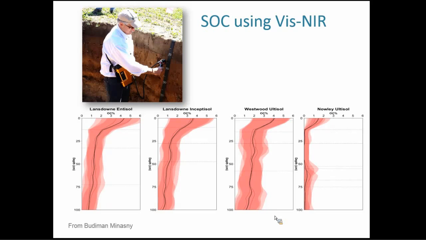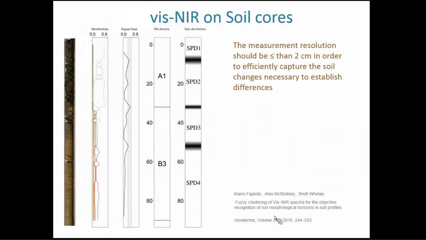The nice thing is you have a pistol grip with the instrument, and you just go along the wall, or if you have a soil core in the Giddings, you just go along the core. You take the data to the lab, you pull them off, and then you have a bit of work to do with the spectral data to get the values, but it's a fast way of doing it. Another example where they used the visible NIR on soil cores, also work from Australia.